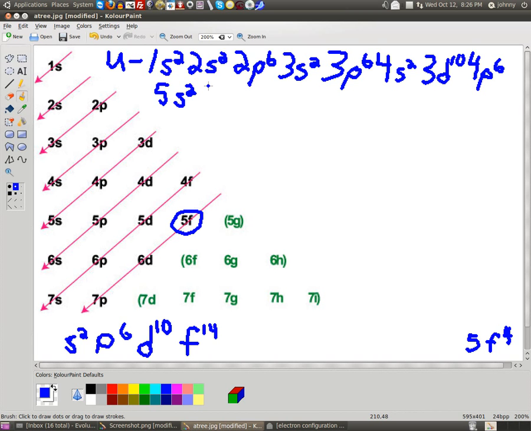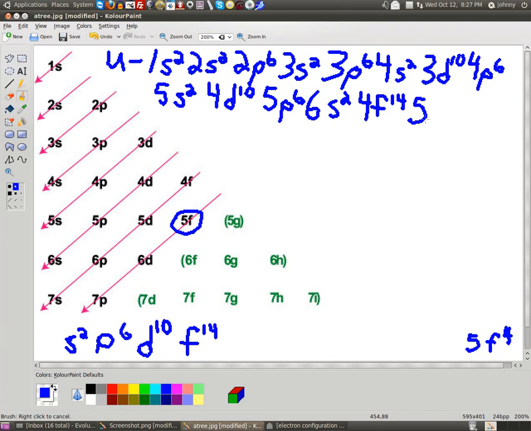Well, what does a D get? 10. So that'll be 4D10. Okay. Then a 5P6. Next, 6S2. Okay, after 6S2, we've got to the head of that arrow, so go all the way back to the next one. That'll be 4F14. So write that down.